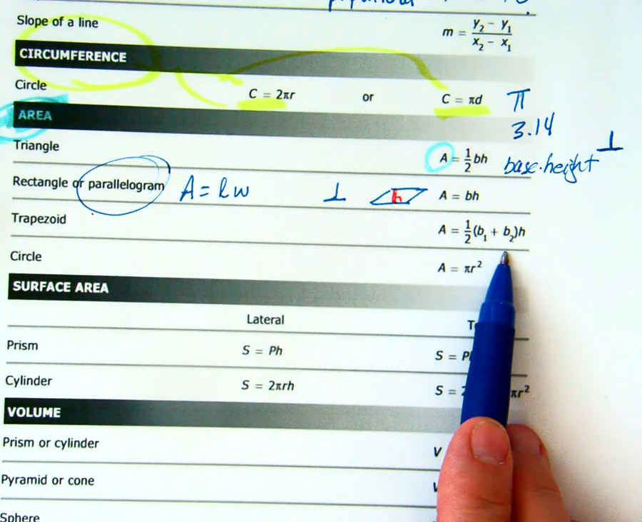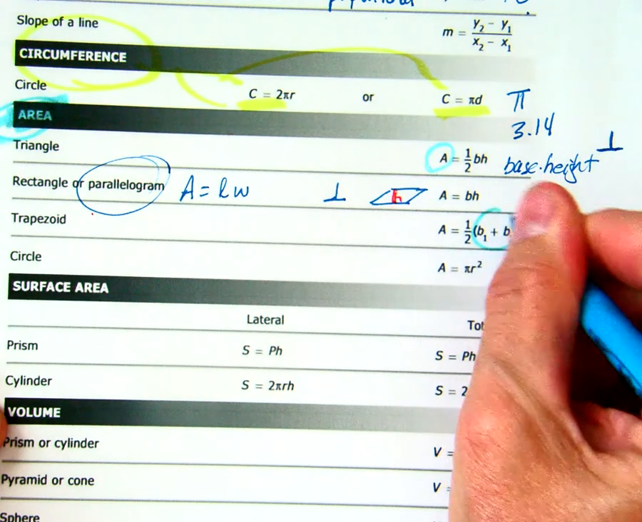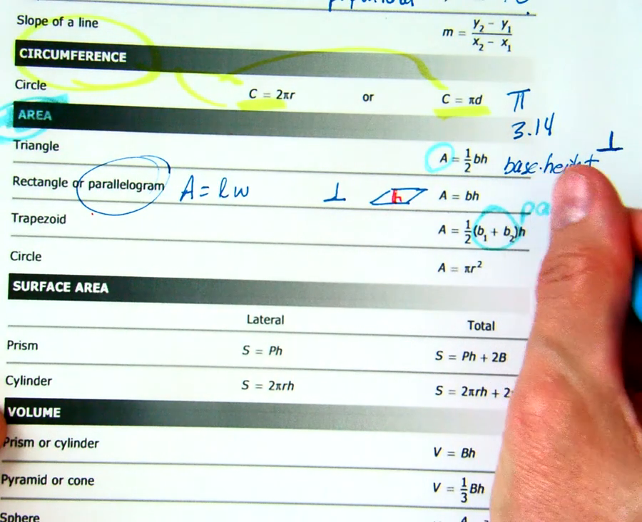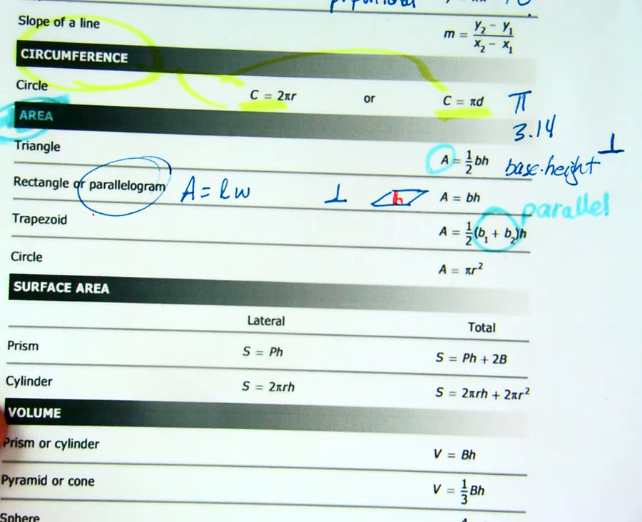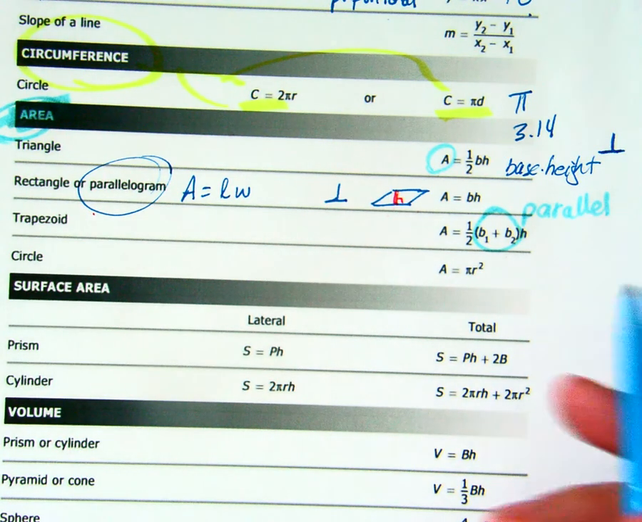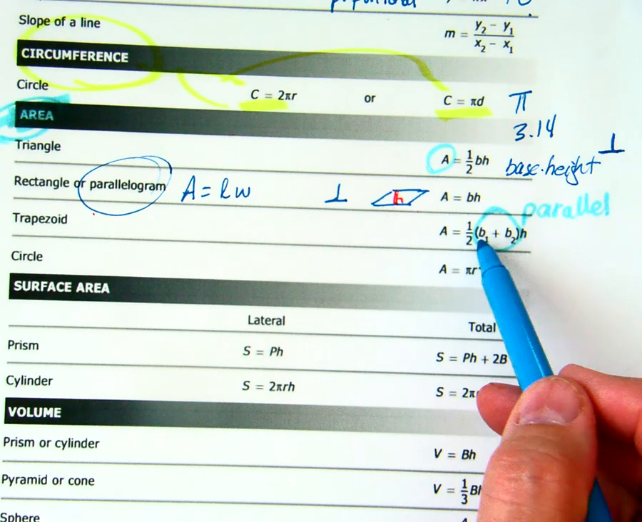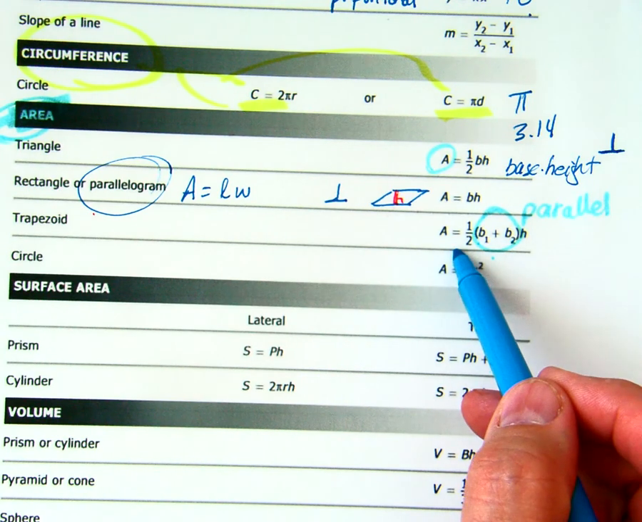Trapezoid, we've had. Make sure you remember it. A reminder on this one. The two bases are always the parallel lines. It doesn't matter if it's on the top or the bottom. This is a math term. Base doesn't mean bottom. It means base. The two parallel ones are the ones that you average. So the two parallel ones, add them and take half.